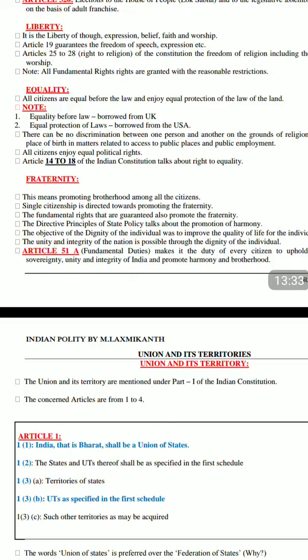So we come to the end of the lecture. In the next class, we will be discussing the topic Union and its Territories.